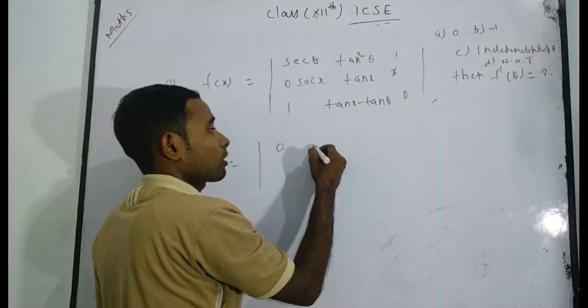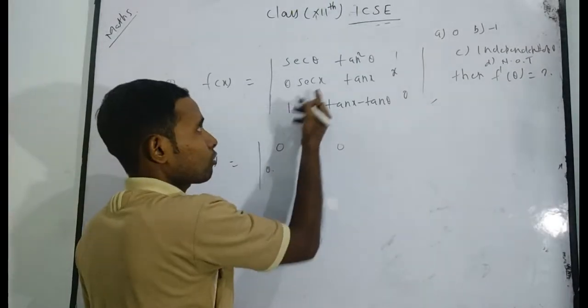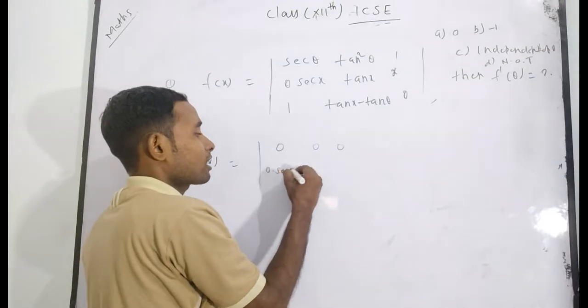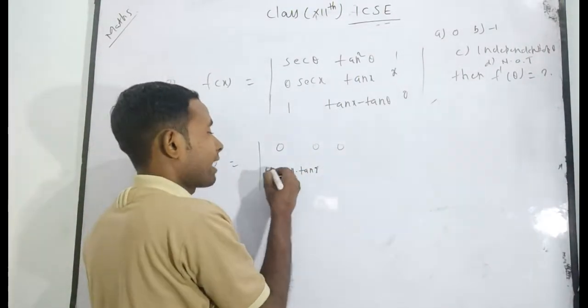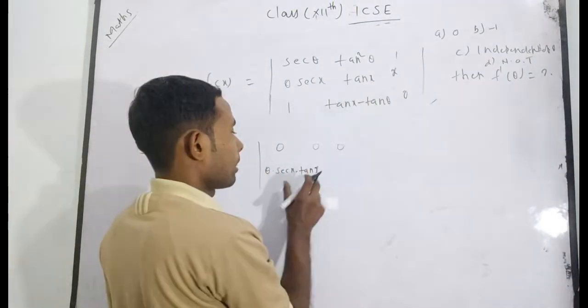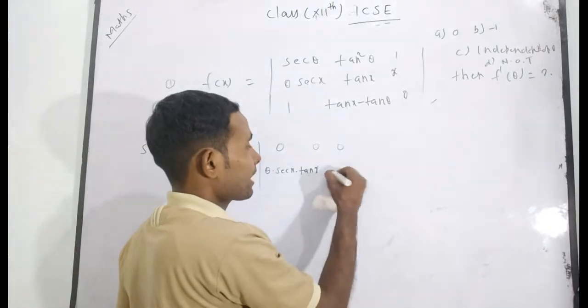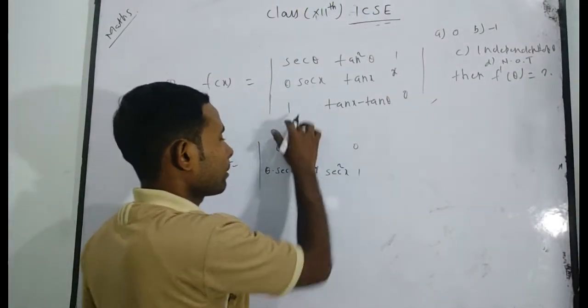Similarly, the derivative of tan square theta will be 0, and the derivative of 1 is 0. You have to take theta as a constant. The derivative of sec x with respect to x will be sec x into tan x. Theta is a constant, so I have taken it out as a multiplication, as a constant. The derivative of tan x will be sec square x, and the derivative of x will be 1. So you can write here the derivative of 1 will be 0.